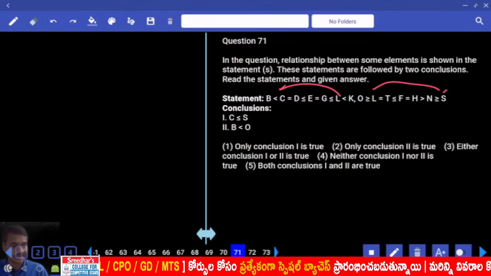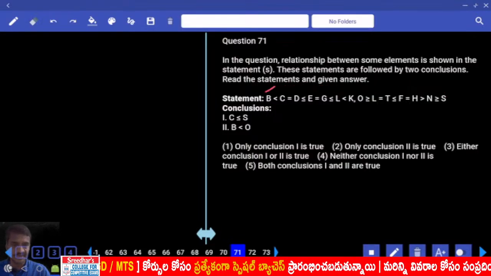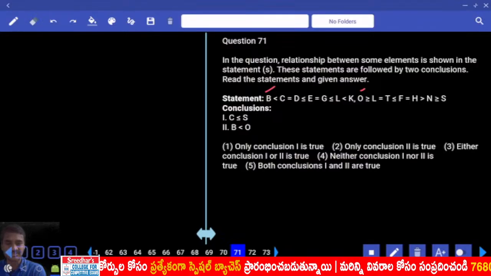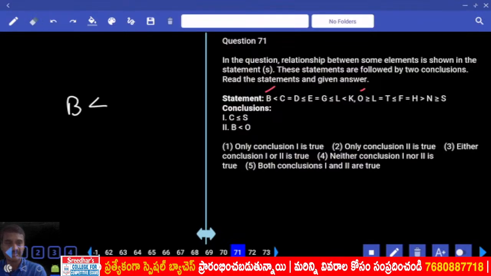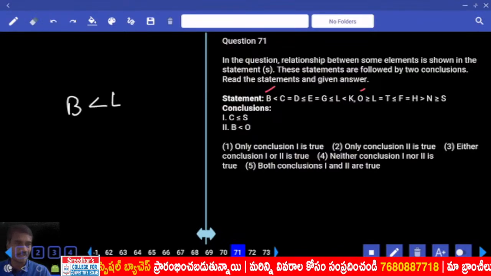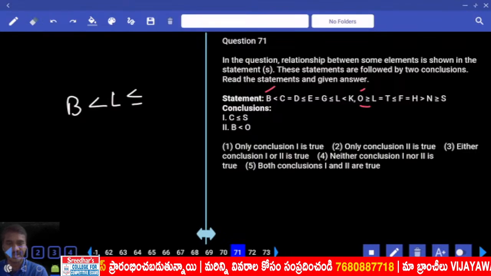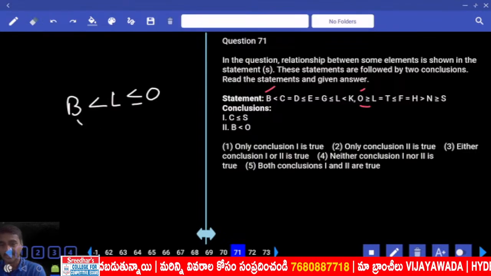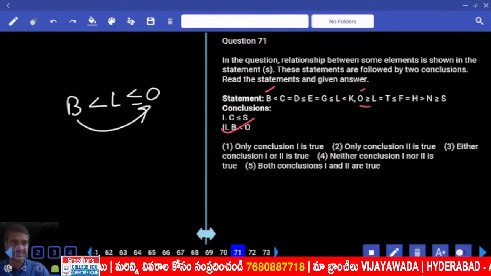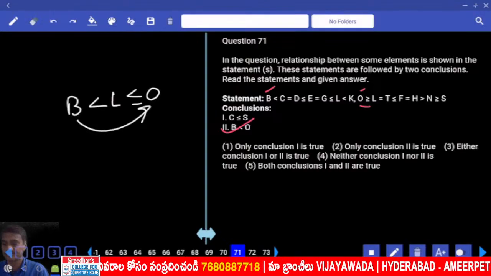Done. Then coming to the next one, B and O. B is here, O is here. Which letter is common? L is common. B to L, B lesser than L. And O greater than L, L lesser than or equals to O. And from B to O, B lesser than O, only to choice 2.